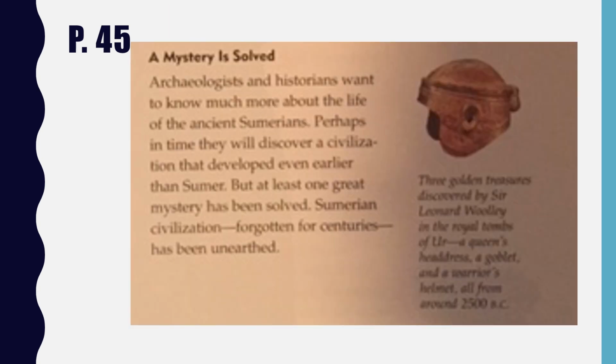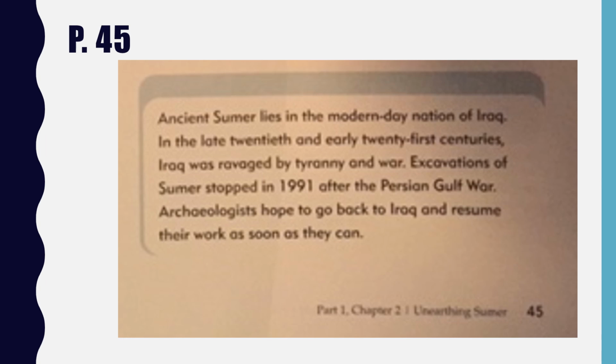So one mystery was solved, but archaeologists and historians want to know much more about the life of ancient Sumerians. Perhaps in time they will discover a civilization that developed even earlier than Sumer, but at least one great mystery has been solved. Sumerian civilization, which had been forgotten for centuries, has now been unearthed. Ancient Sumer lies in the modern-day nation of Iraq, and in the late 20th and early 21st century, Iraq was ravaged by tyranny and war, and excavations of Sumer stopped in 1991 after the Persian Gulf War. Archaeologists hope to go back to Iraq and resume their work as soon as they can.